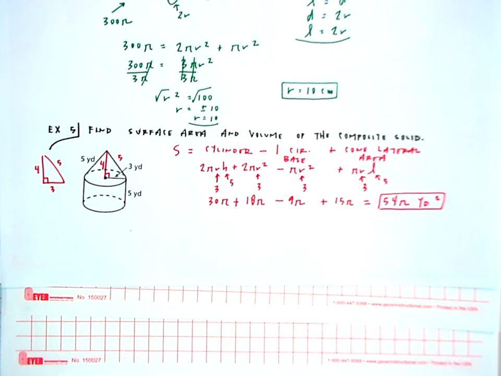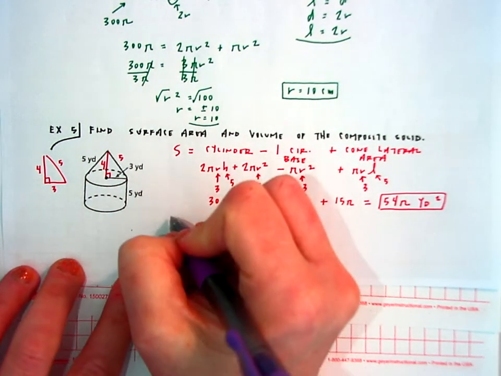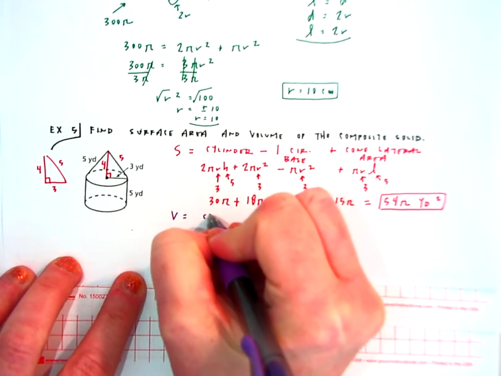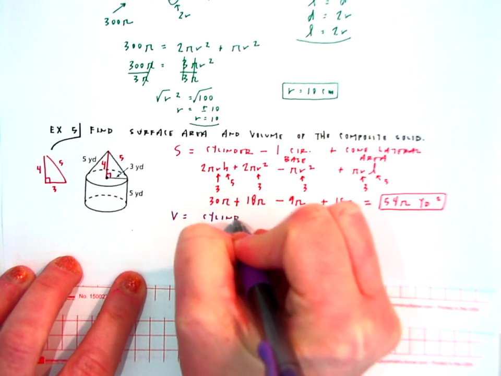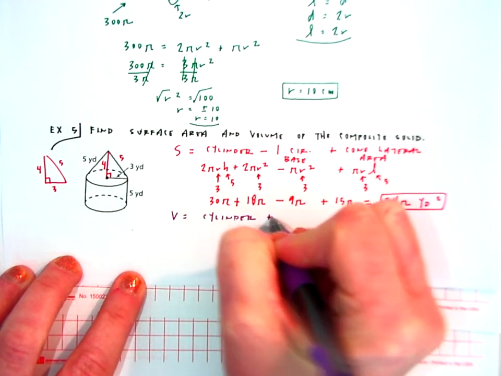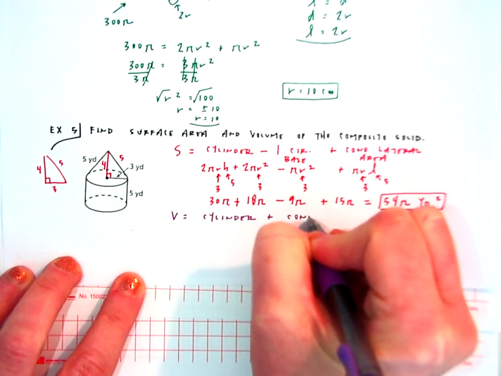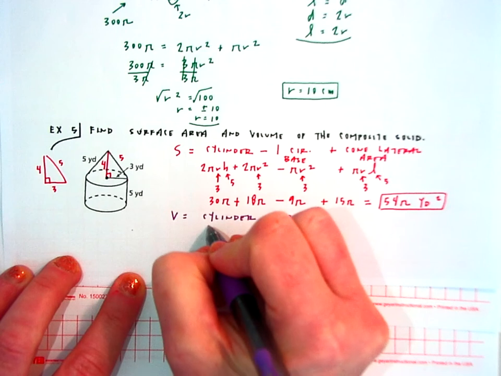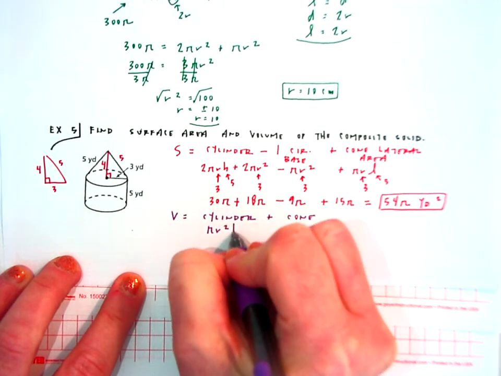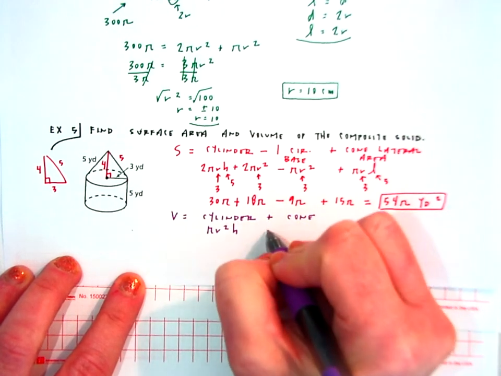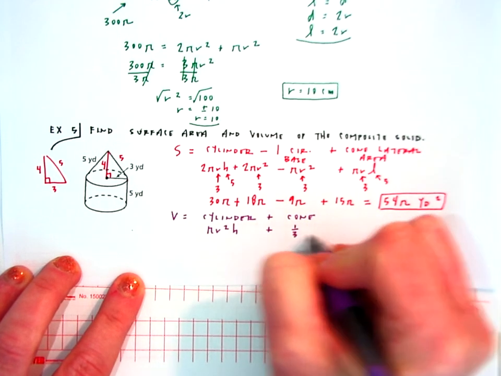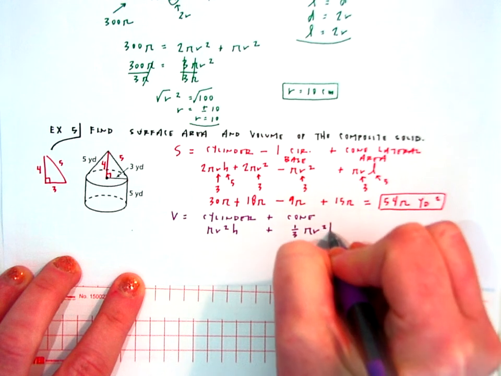Okay, volume. Volume's easier, right? Because volume has no cutouts. Volume is going to be just the cylinder plus the cone. So my cylinder, pi r squared times the height, and my cone, 1/3 pi r squared times the height.